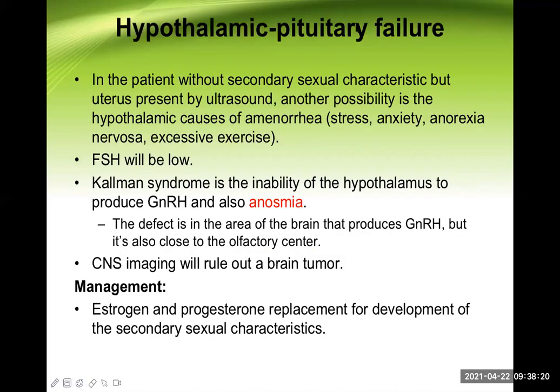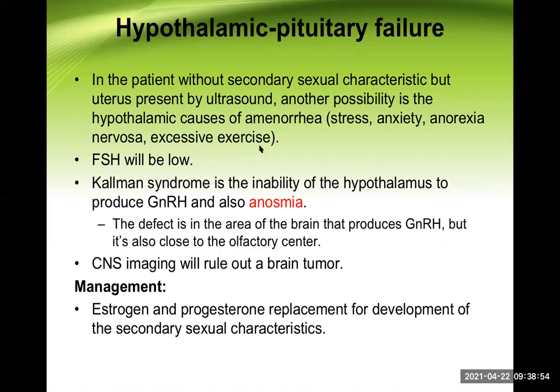Let's move on. Now, another important type of cause is hypothalamic pituitary failure. We have listed that before, so let's talk a little bit about them. In a patient without secondary sexual characteristics, but with uterus present by ultrasound, another possibility is the hypothalamic causes of amenorrhea, like stress, anxiety, anorexia nervosa, or even excessive exercise, like in athletes.